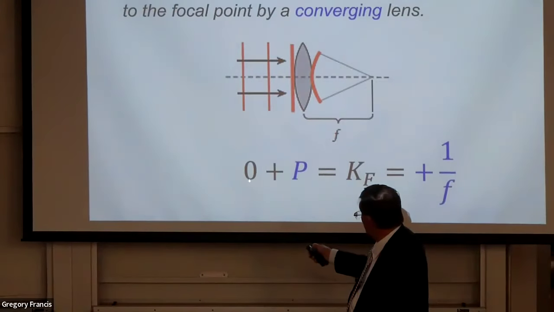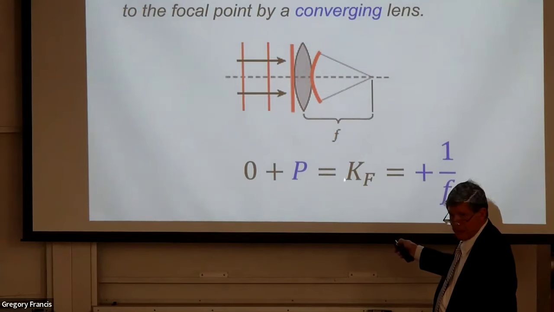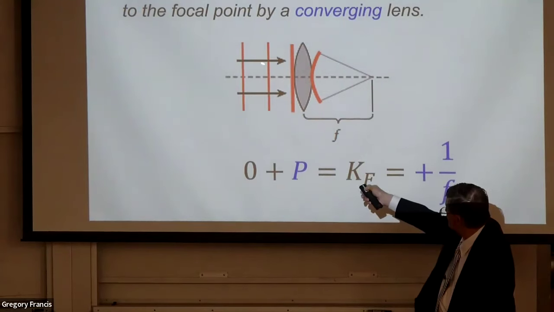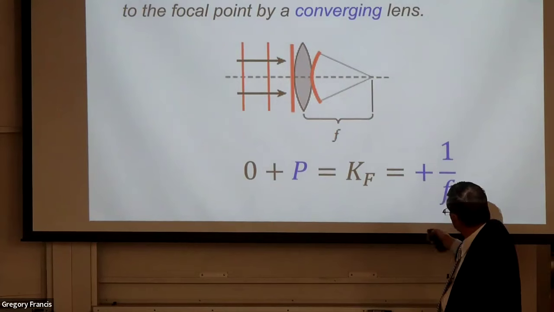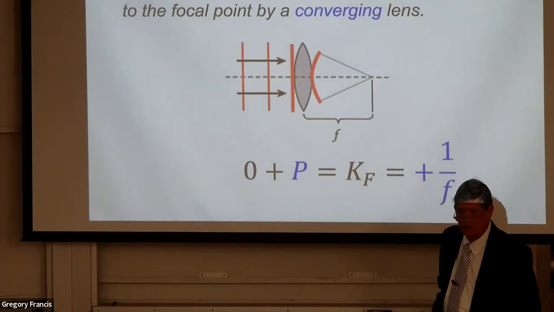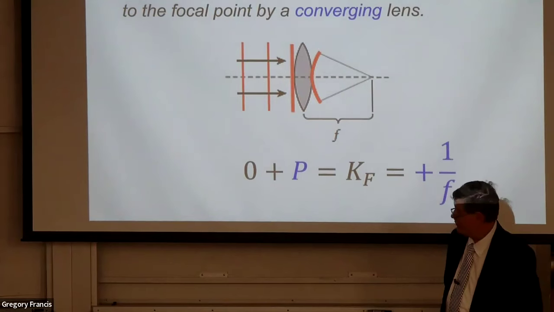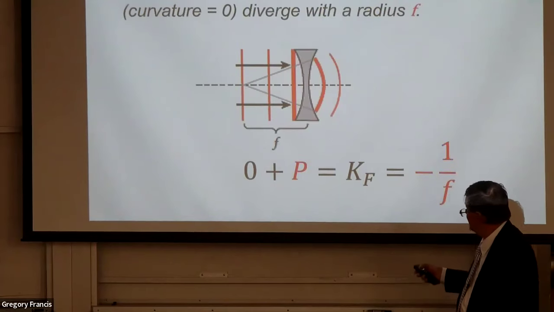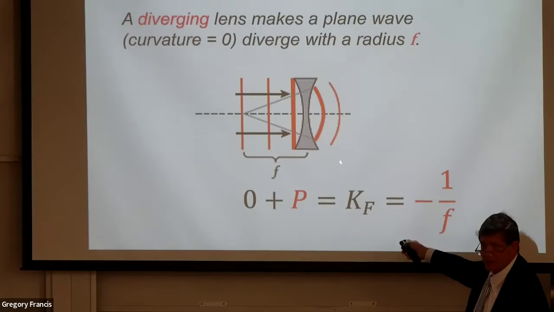And if I give it zero and I get something else coming out, and we know what that something else is, all of these rays focus down to the focal point. And so the curvature right here is going to be 1 over the focal length. And that's how we find the power of a positive lens. For a negative lens, it's the same thing. You give it 0 and see what comes out.